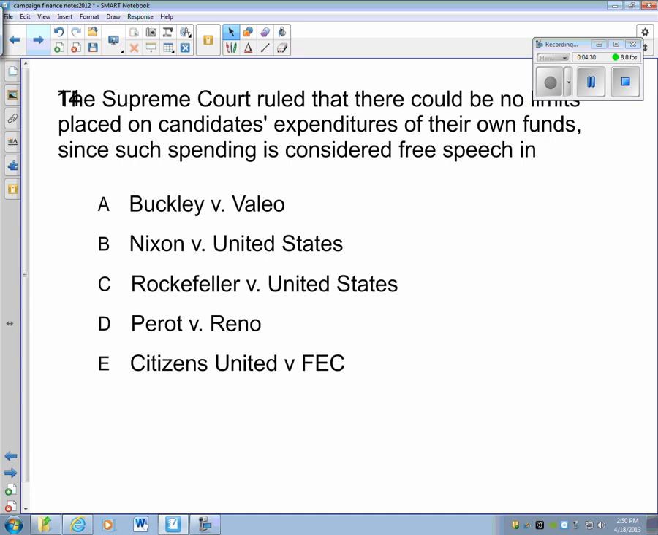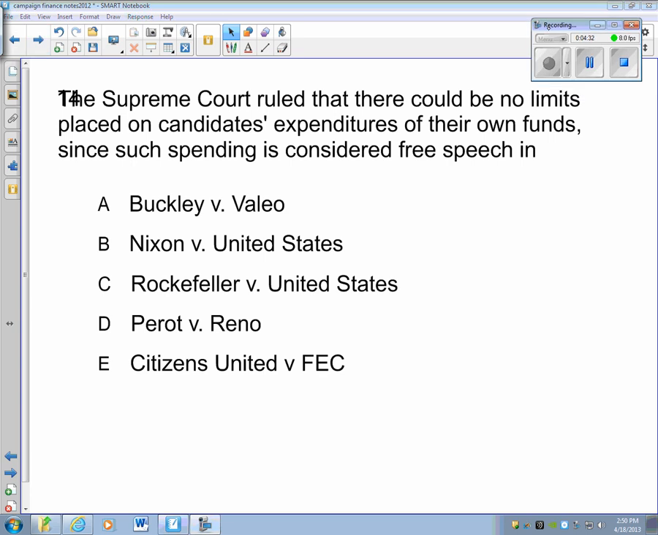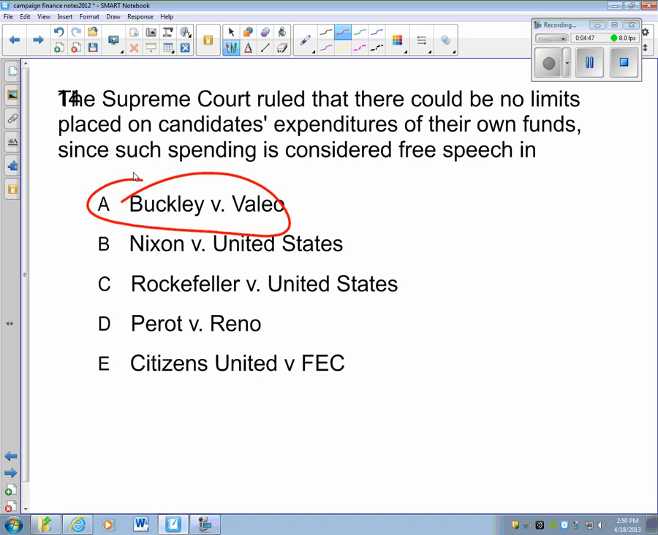All right. So the Supreme Court ruled that there can be no limits on candidates' expenditures of their own funds, since that is considered free speech. That is the center of the Supreme Court case that we're arguing, all right? And that case was Buckley versus Valeo, okay? In your notes, when you're studying for the exam, Buckley, Valeo, free speech, you're done. That's pretty much what they're going to ask you. But make sure you know that spending money is considered free speech. Not donating money, but that's what we're going to argue. That might come up in this court case.